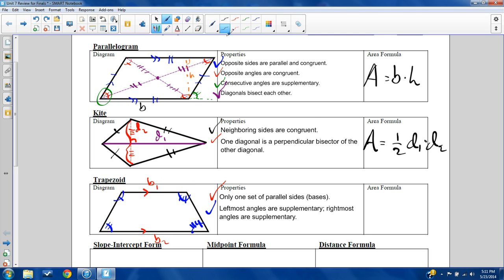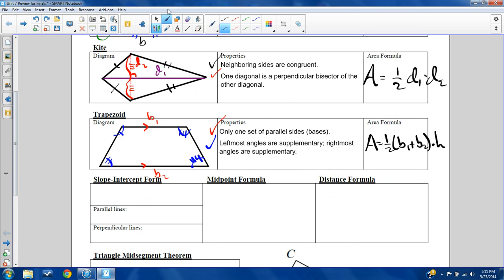Now let's go to the formula. The area is half base 1 plus base 2 times, let me do that again. Get some more room. 1/2 B1 plus B2 times height. Breaking it down, your height has to be the altitude, that perpendicular segment drawn between your bases. There's H.